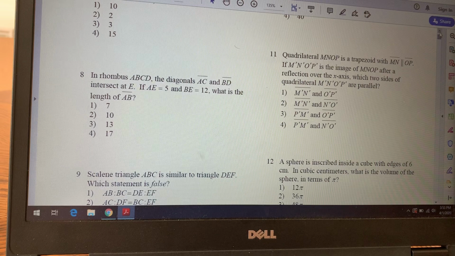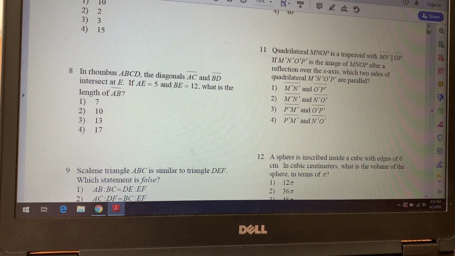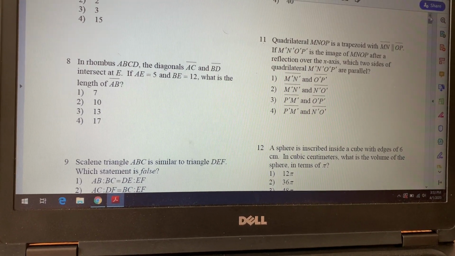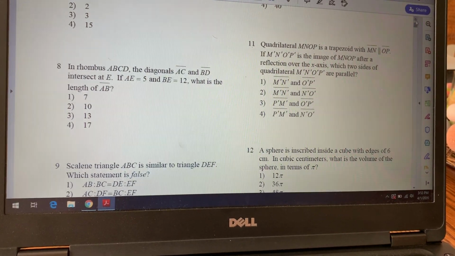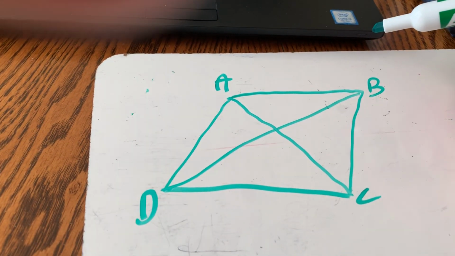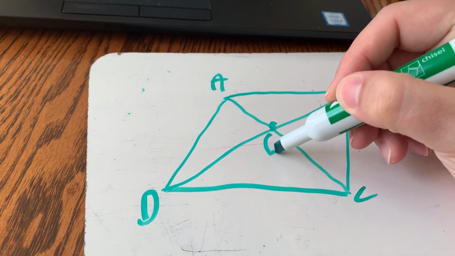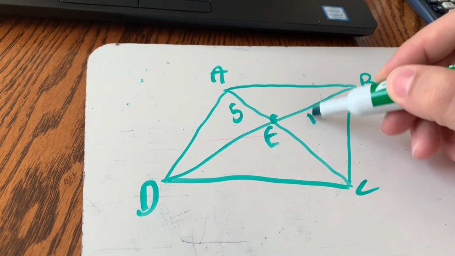So we got that. I just realized it's not on paper. Give me just a second. All right, so A, B, C, D. Let me actually show it. I just realized it still wasn't on there. And E is here in the middle. It says AE is 5, BE is 12.